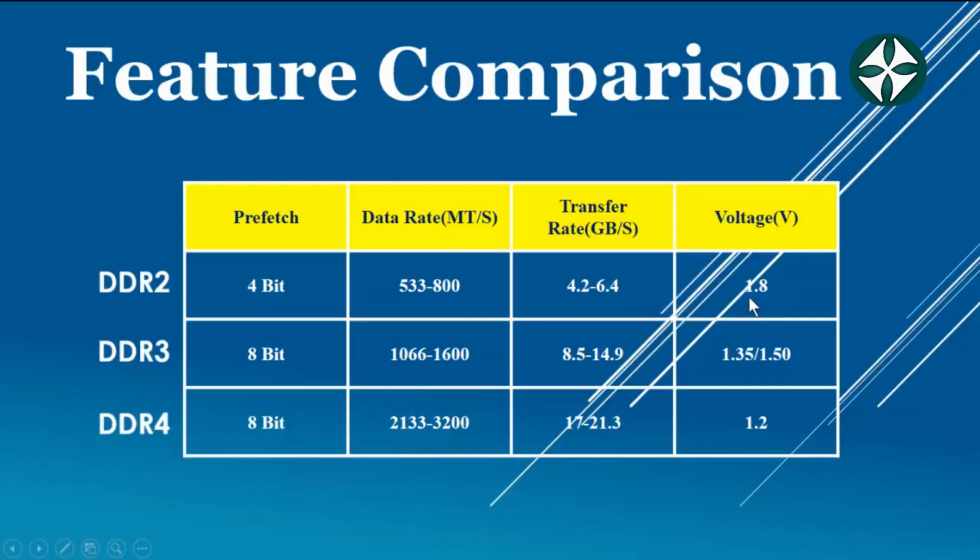The next feature is voltage. DDR2 works on 1.8 volts, whereas DDR3 works on 1.35 or 1.50, which is less than DDR2. DDR4 works on just 1.2 volts, which is very low as compared to DDR3 and DDR2. Therefore, DDR4 is the best choice as compared to DDR2 and DDR3.